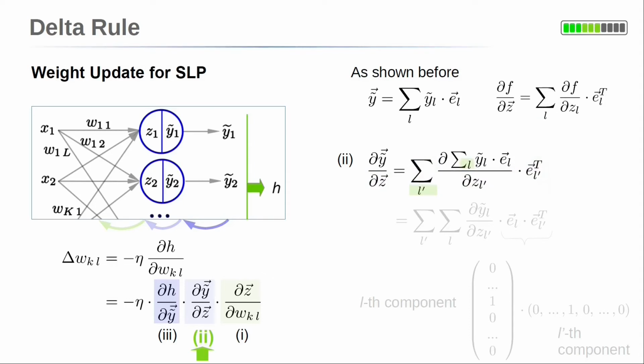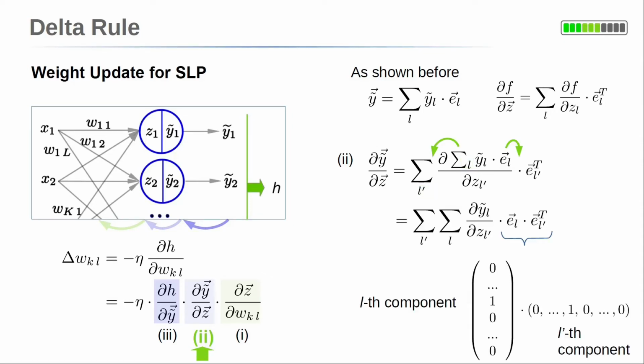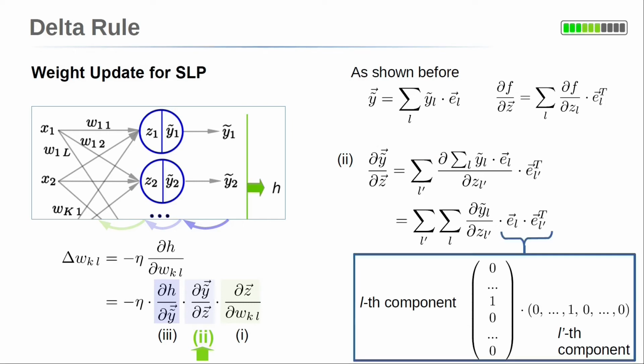Note that we have to use different summation indices to mix the sums. So we place the summations in front and the unit vectors at the end. This gives the sum over l and l prime of the partial derivative of y tilde l with respect to z_l prime times the unit vector e_l times the transposed unit vector e_l prime. The product of the two unit vectors is displayed below. It is calculated with the rules of matrix vector multiplication.